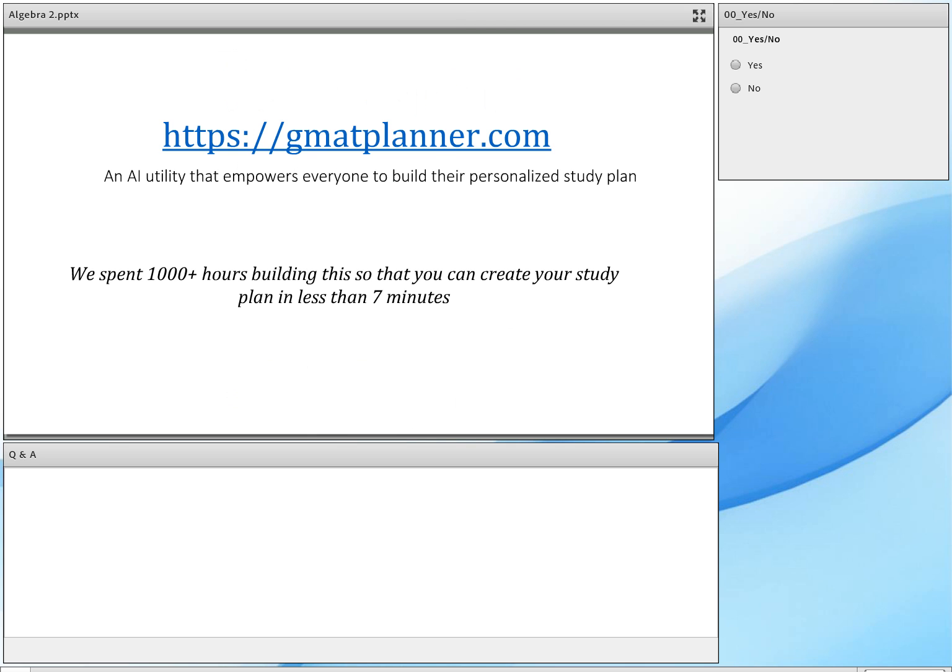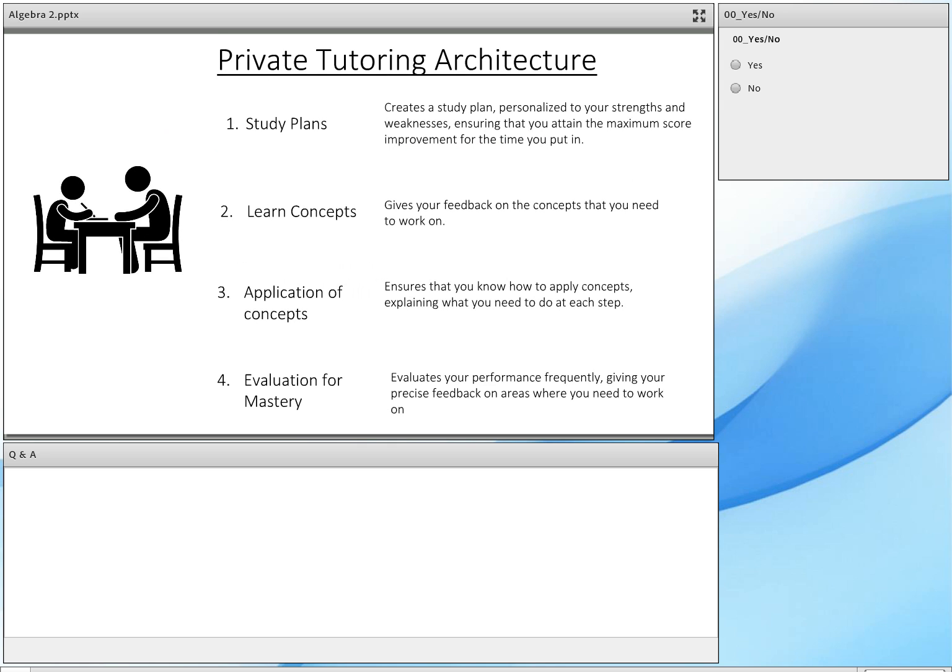If you think about it, we've spent thousands of hours building this utility so that you can create your own study plan in fewer than 7 minutes. All right, so we've taken care of the study plan. Now, let's see how to personalize your learning towards these milestones.